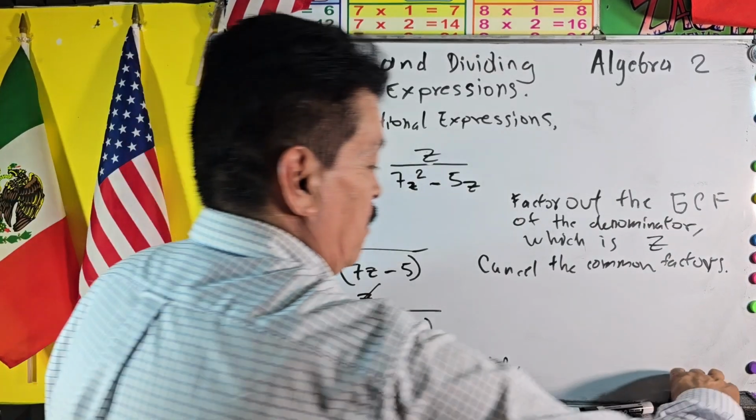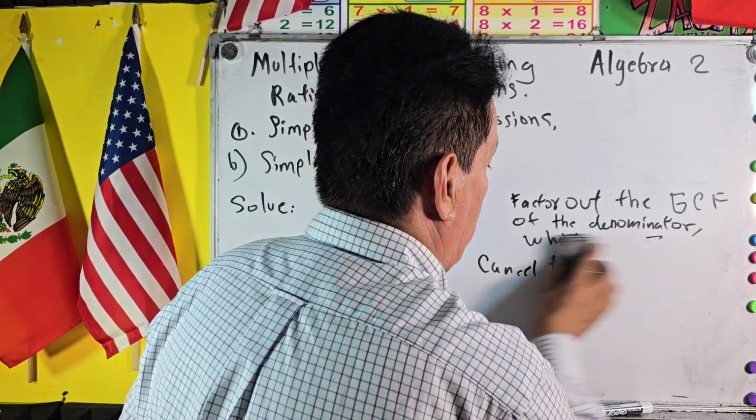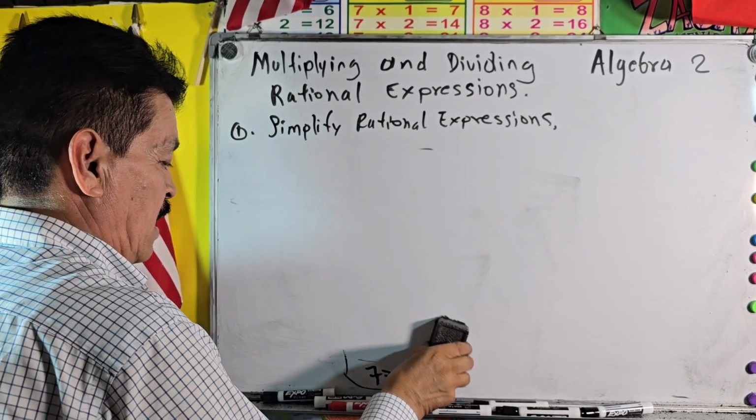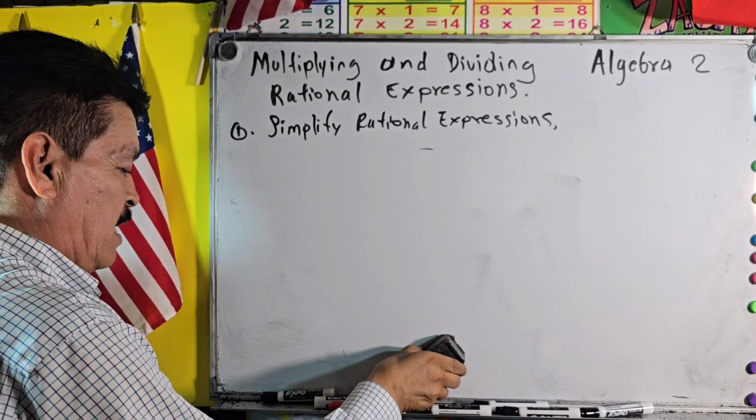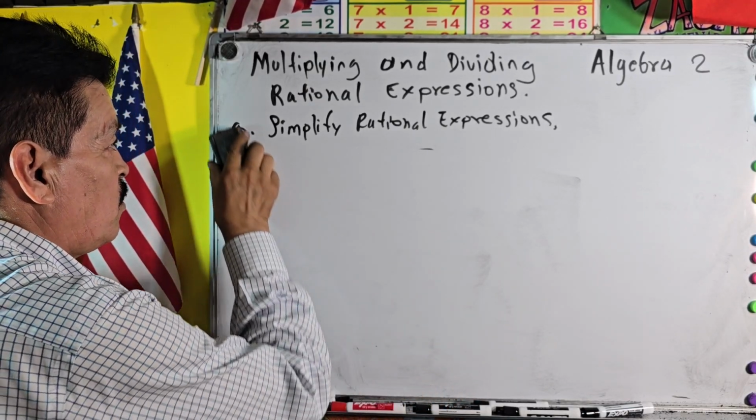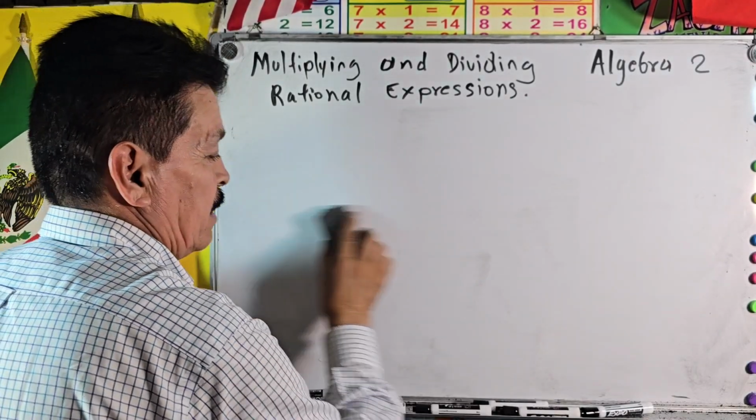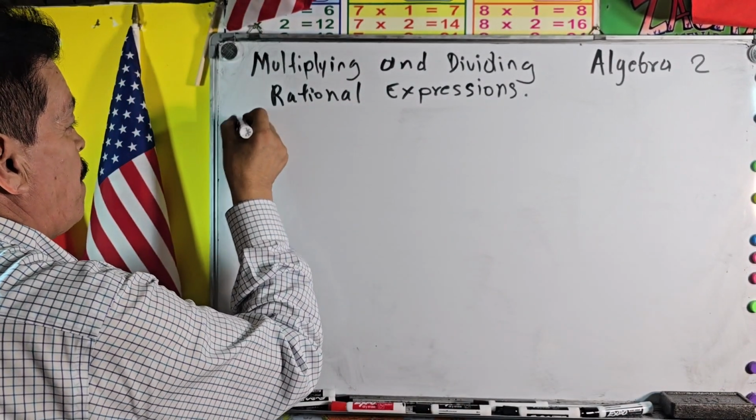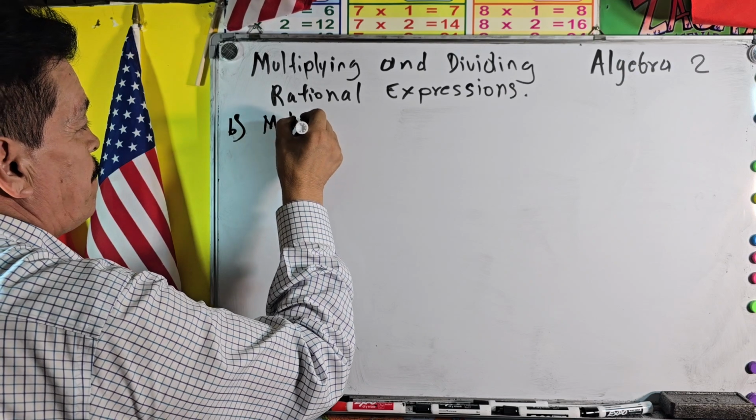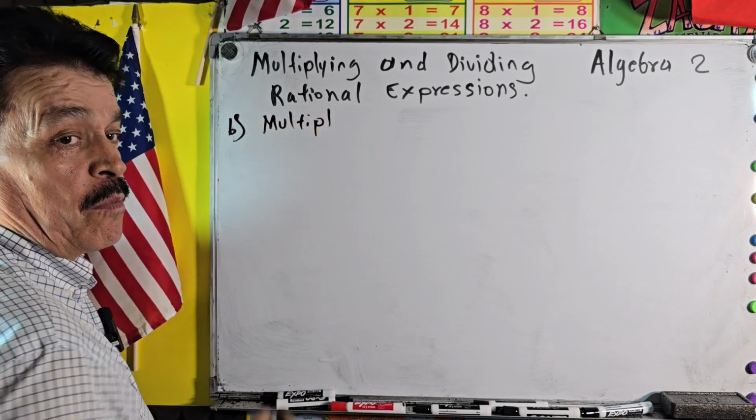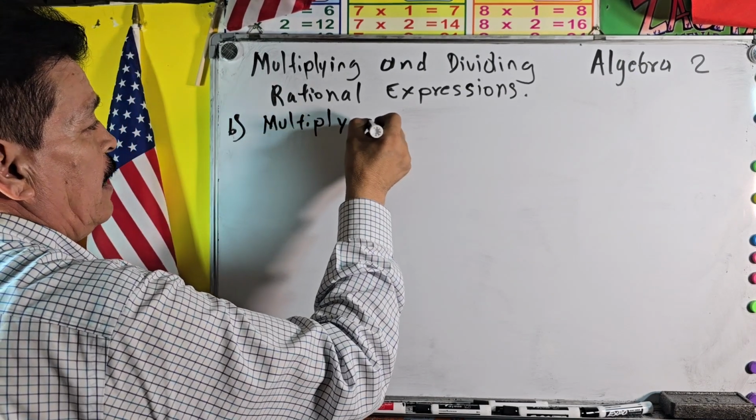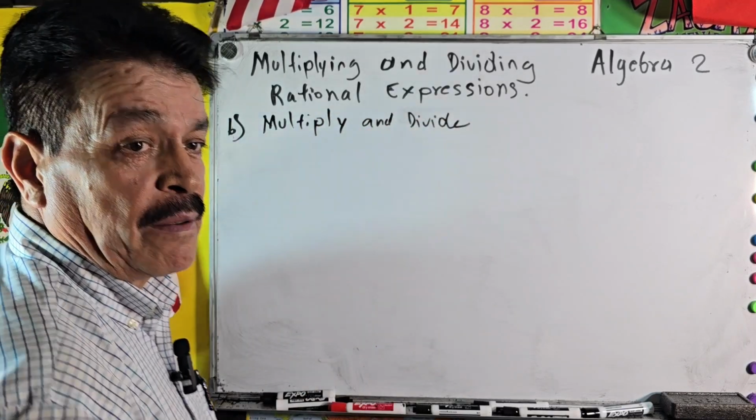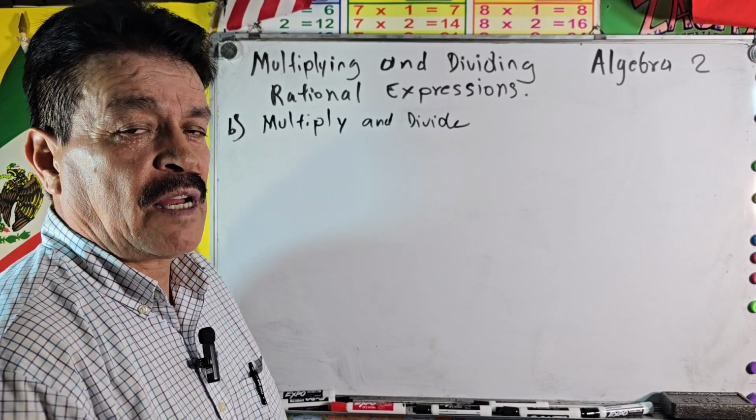That's the answer, so we simplified the problem. Now let me go to the second part of my class. Today is a very easy class, not hard. It's Algebra 2, a little more complex than Algebra 1, but it is easy. Now we have to multiply and divide rational expressions.